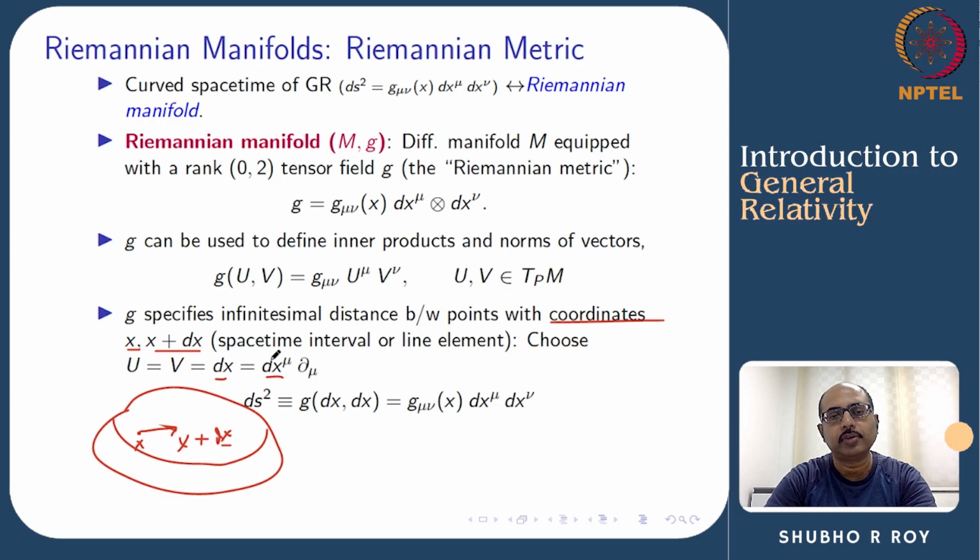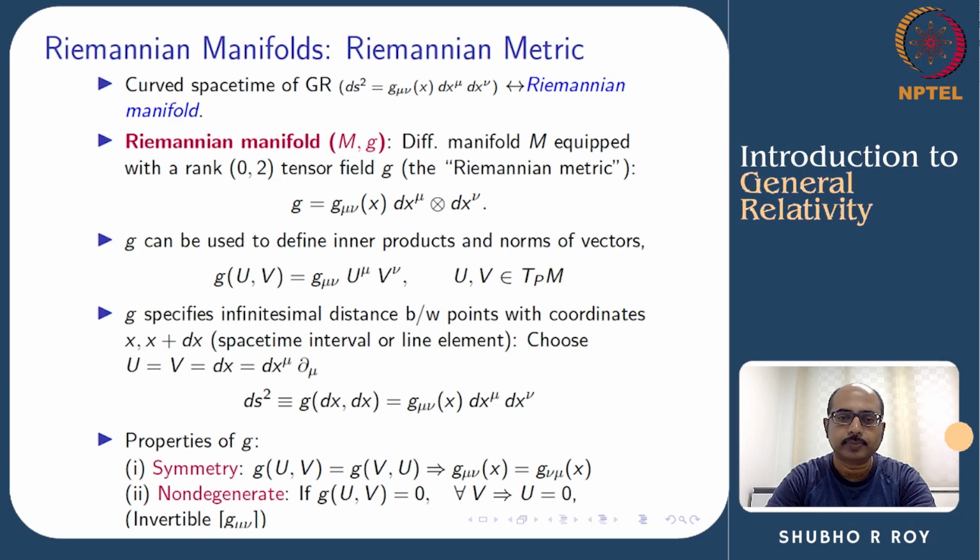I can define this displacement vector, and because g can be used to define inner products and norms, I can ask what is the norm of this displacement vector. That will obviously, using this formula, turn out to be this. This gives you a notion of a distance between two points. So the metric allows you to introduce a notion of a distance between two points.